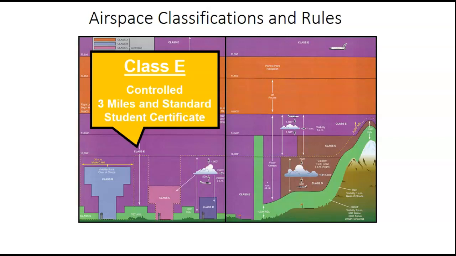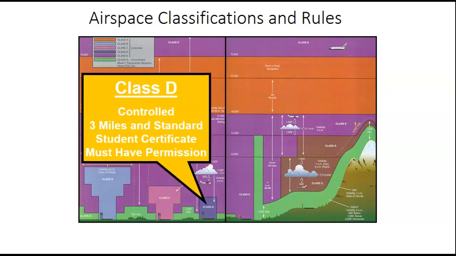Class E airspace is controlled airspace, and the visibility requirements for VFR in Class E airspace are 3 statute miles visibility, and also cloud clearance of 500 below, 1,000 above, and 2,000 horizontally. And you can fly in Class Echo airspace with a student pilot certificate or better.